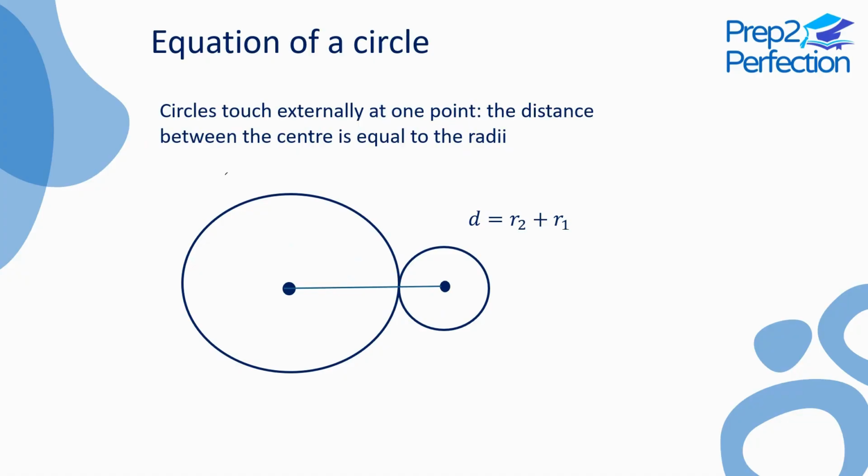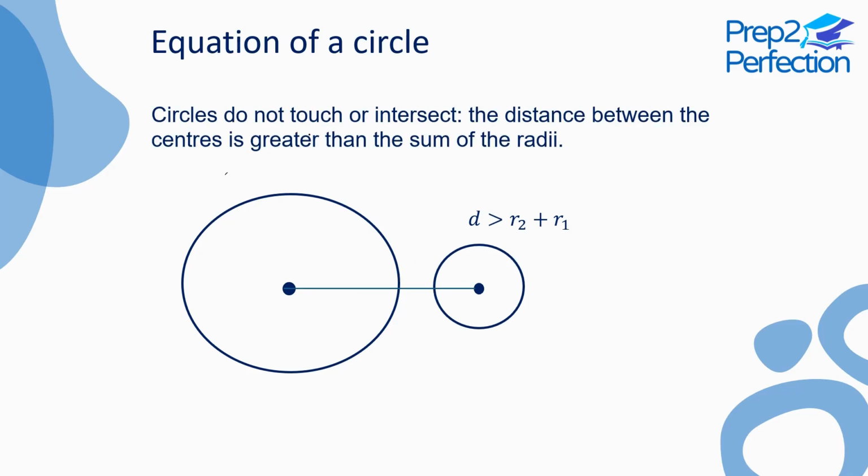Circles touch externally at one point. The distance between the centers is equal to the sum of the radii. Circles that do not touch or intersect, the distance between the centers is greater than the sum of the radii.